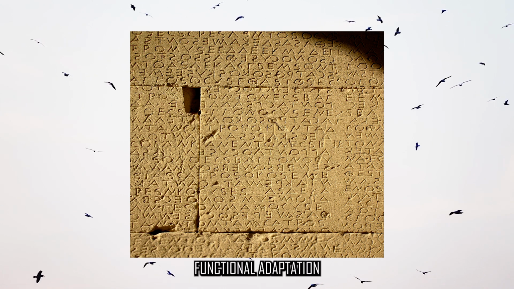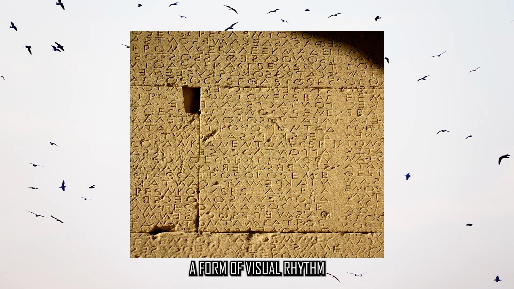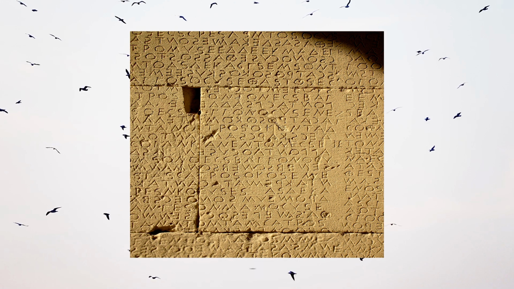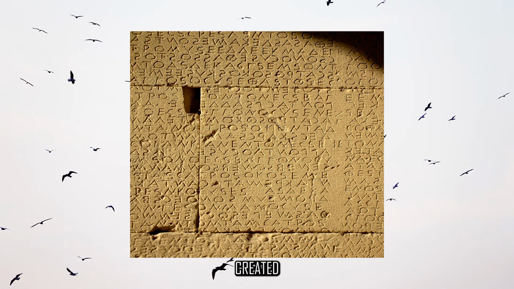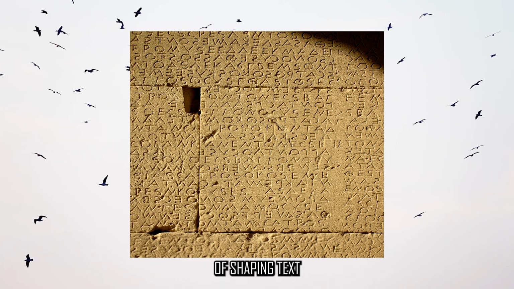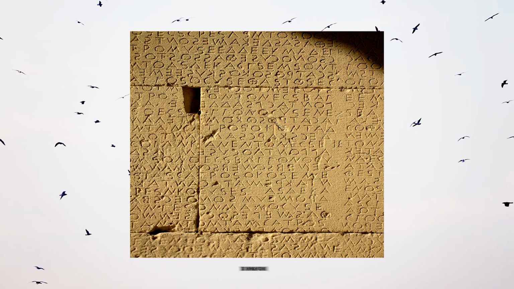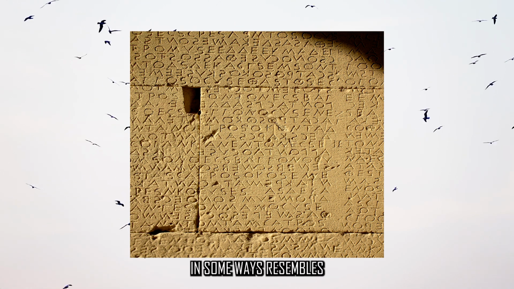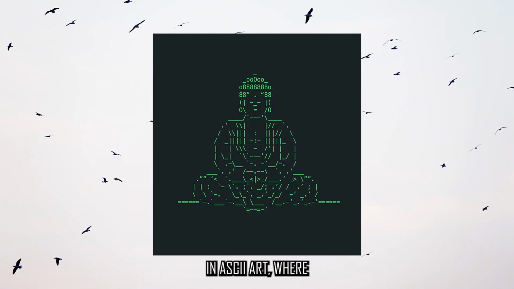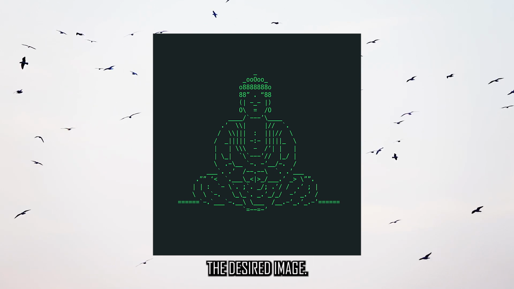While this was a functional adaptation for ease of reading and writing, it also introduced a form of visual rhythm that could be seen as an artistic play with the text's form. The alternating directions of the writing created a visual texture, and this style could be interpreted as an early form of shaping text to create something more than just written communication. The boustrophedon format, in some ways, resembles the creative use of characters in ASCII art, where the arrangement and positioning of symbols are critical to forming the desired image.